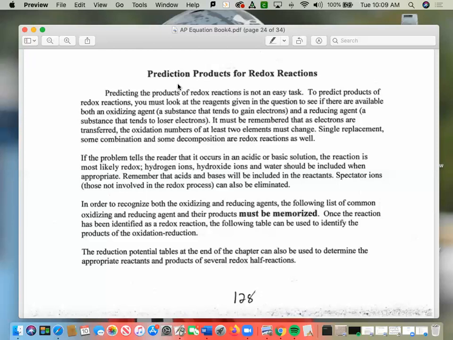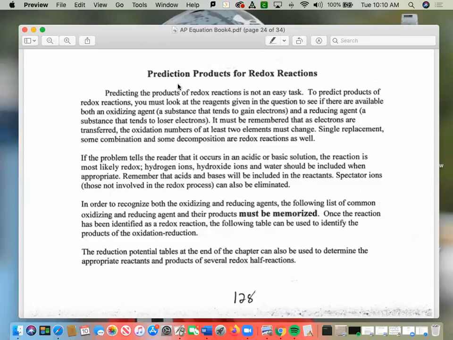If in the problem we see the reaction, say, in an acidic or in a basic solution, that is your hint that this is a redox reaction, where most likely hydrogen ions, H+ or H3O+, hydroxide ions, OH-, and water should be included in the appropriate position of the reaction. Remember that acids and bases will also be included in the reactant. Spectator ions will be removed.